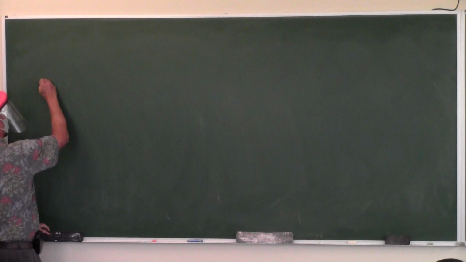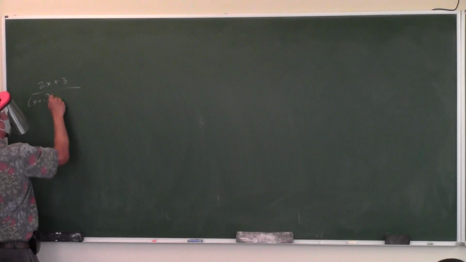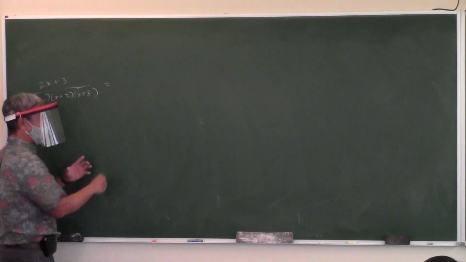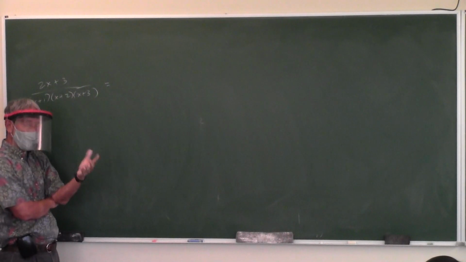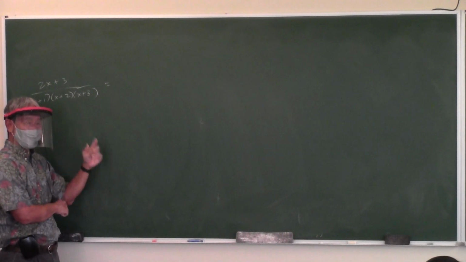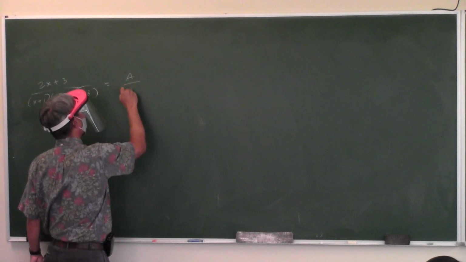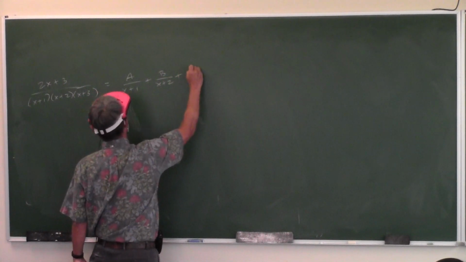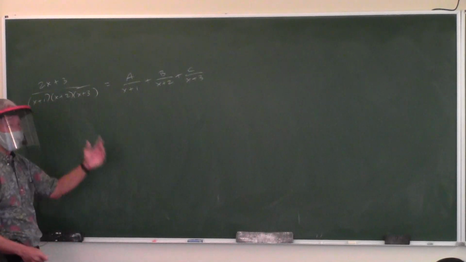Okay, what about something like this? 2x plus 3 all over x plus 1 times x plus 2 times x plus 3. Okay, this is where you gotta use common sense. What fractions do I have to add together so that this will be the least common denominator? This is still easy. Something over x plus 1 plus something over x plus 2 plus something over x plus 3, correct? Yeah, okay, that's easy.